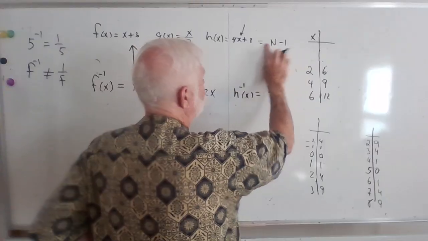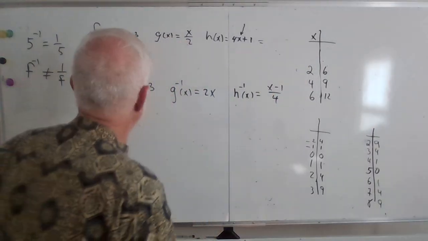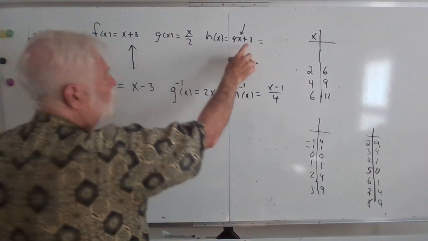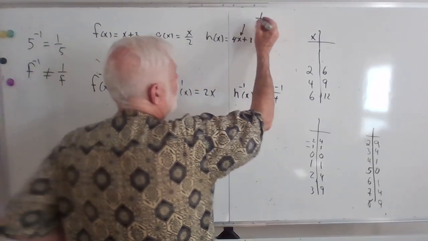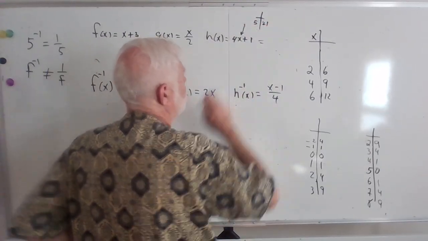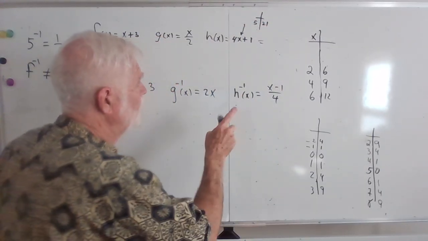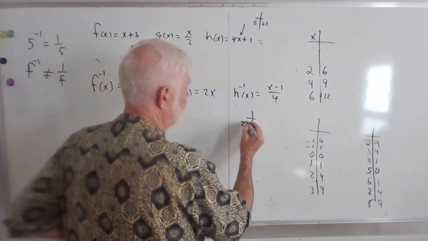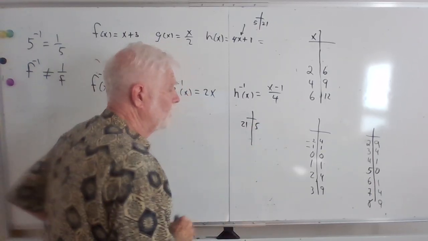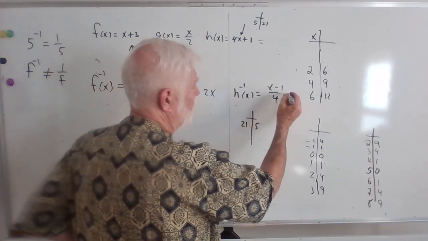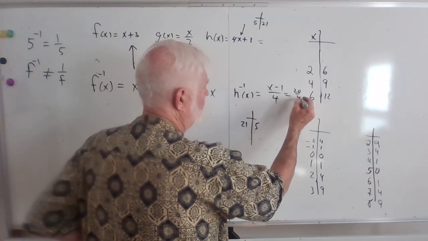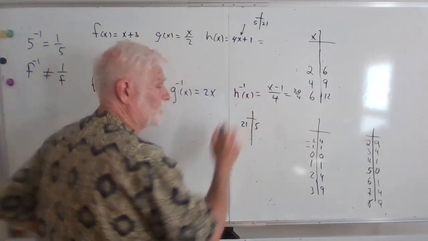Now, how do we check them? Well, a minute ago we said h of 5 was 21. I won't do it out again. It was recent enough that I should remember that. So down here, if this is true, then a 21 should get us a 5. 21 minus 1, 20 divided by 4, 5. Well, it's the correct inverse.